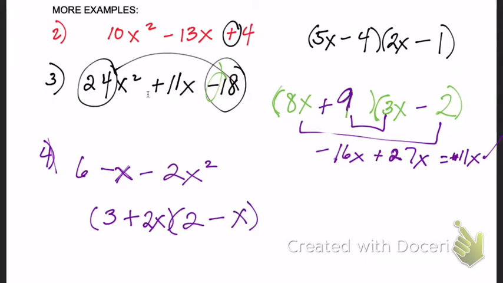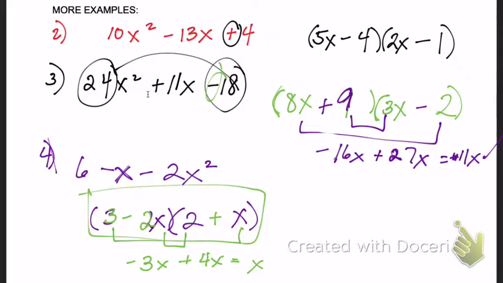Now let's guess and check with our outer and inner. We get a negative 3x and we get a positive 4x, which gives me a positive x. Flip those signs. Flip them. Then you are done. Then if you want to go back and check it, you can, if you are one of those people.